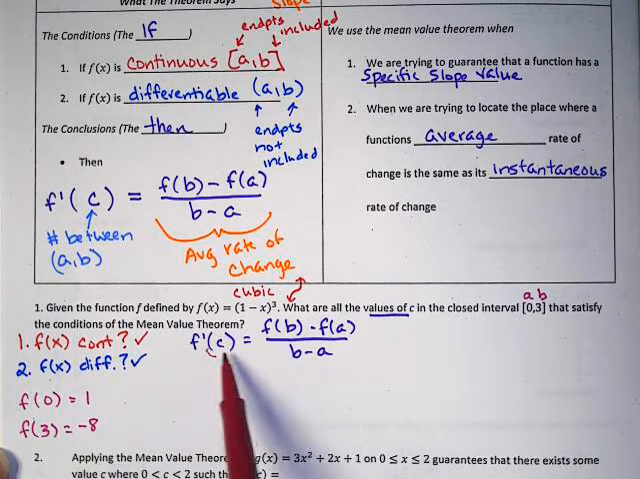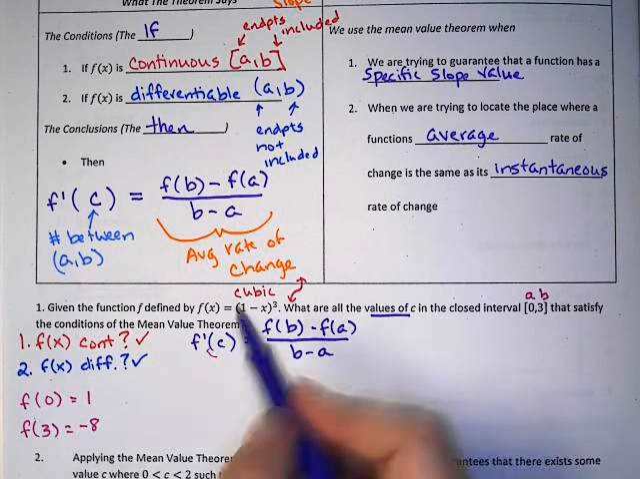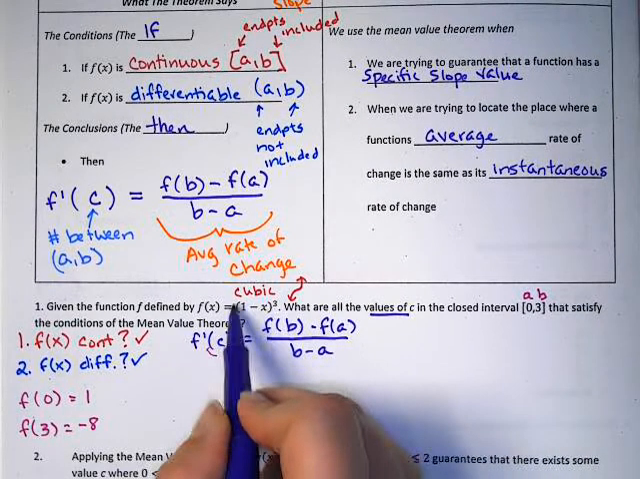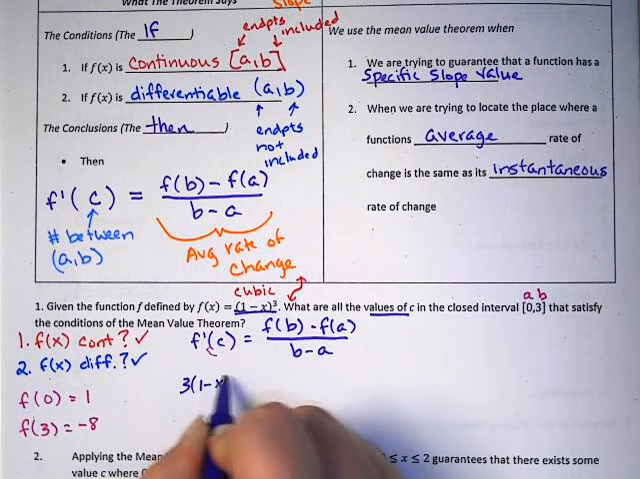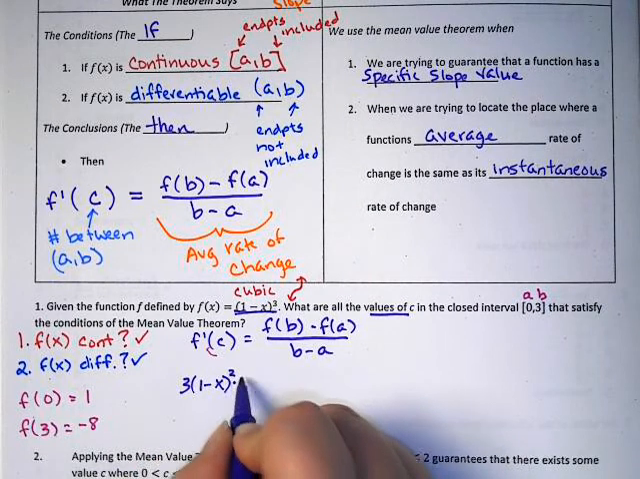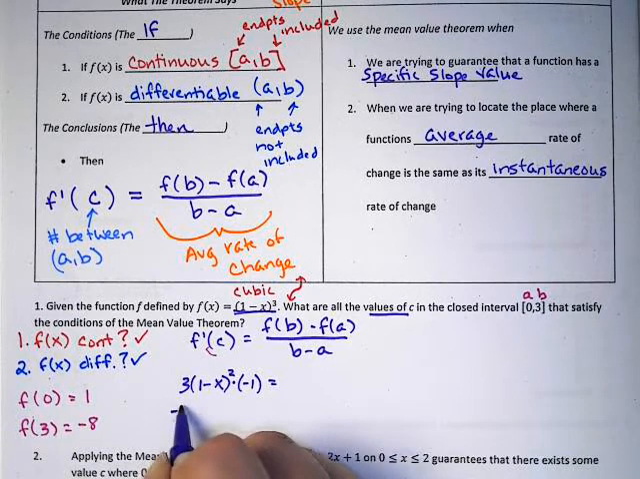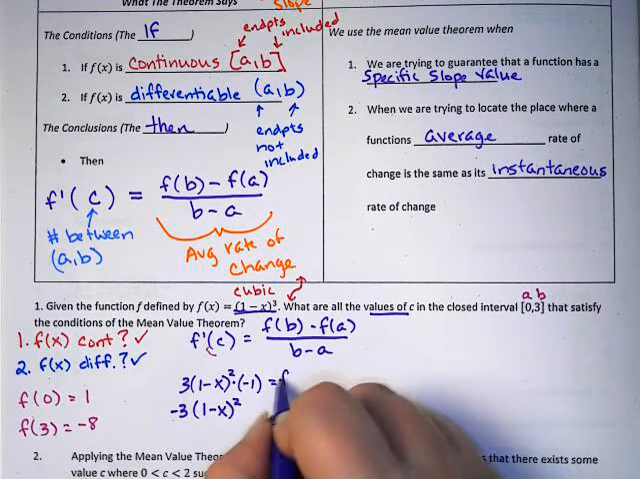So we need to talk about what this f prime of c means. That means that we need to take the derivative of our function, and it's at some c value. So I am going to take the derivative, and I'm going to plug in c. If I take the derivative of this function here, I'm going to drop the 3, and I get 1 minus x raised to the second, and then I'm going to multiply by negative 1. And if I simplify that, I get negative 3 times 1 minus x squared. And this is my f prime of x.